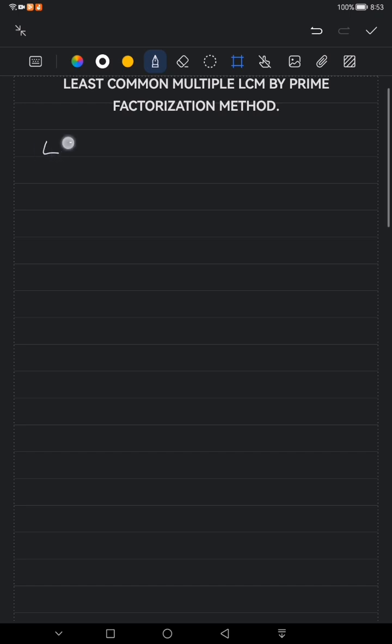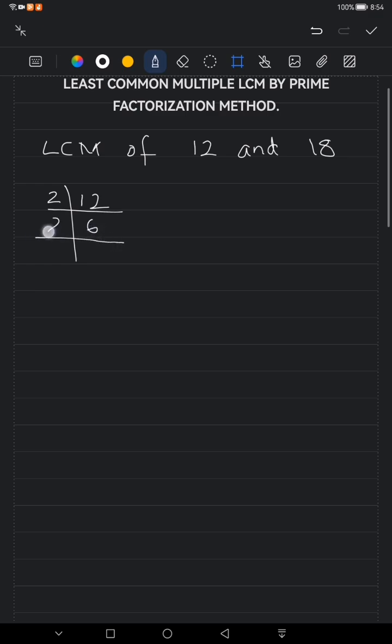Let's find the LCM of 12 and 18. We will do prime factorization of 12 and 18, and if you recall the rules which I told you before about prime factorization, prime factors are used in prime factorization, and for even numbers we always use the prime factor 2. So I will divide 12 by 2. 2 times 6 is 12, 2 times 3 is 6, and 3 itself is a prime number.